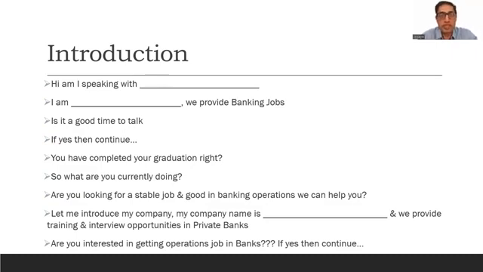As soon as she says I'm interested, then you say, let me introduce myself and our company. So I am Rahul and I'm calling from, and then you tell your company's name. And then you say that we provide training and interview opportunities in private sector banks like HDFC Bank, ICICI Bank, Axis Bank, Yes Bank, Kotak Mahindra Bank. You can say some names of banks. Why? Because the minute you say the names of the banks, Simran, who is on the other side of the phone, can understand what you are saying. Okay, so this is how you create interest in the person.